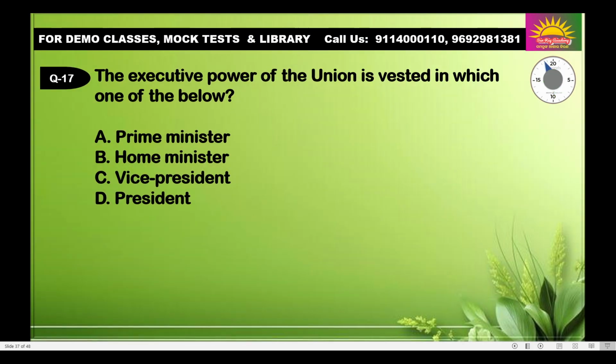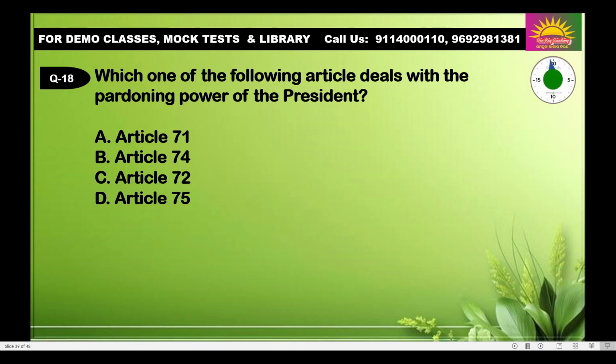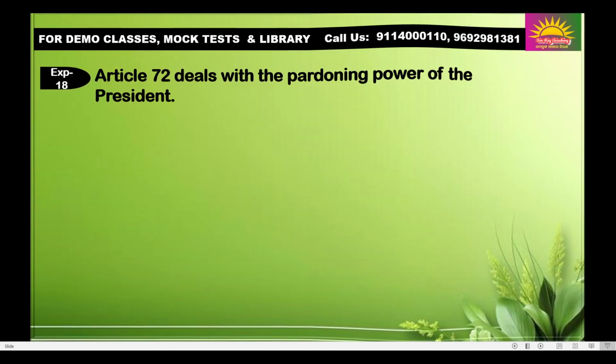Question number 17. The executive power of the Union is vested in which of the below? Prime Minister, Home Minister, Vice President or President. Answer President. Question number 18. Which of the following article deals with the pardoning power of the President? Article 71, 74, 72 or 75. Answer C, 72.